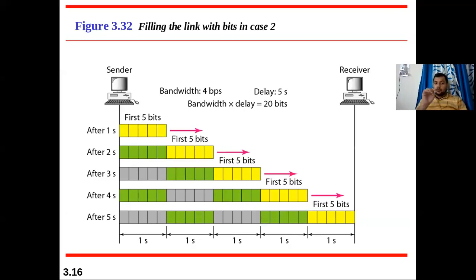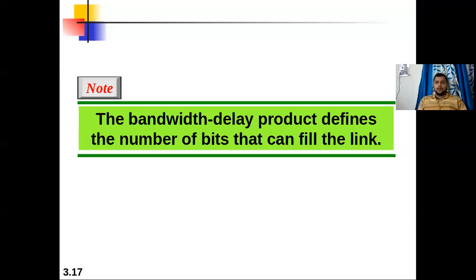And the maximum you can push is in correlation with the bandwidth. So if the bandwidth is 4 bits per second, the maximum throughput you can achieve is 4 bits per second. Beyond that, throughput is not possible if the channel bandwidth is limited at 4 bits per second. So bandwidth is a limiting factor. Well, so that's what I have explained. The bandwidth delay product defines the number of bits that can fill the link.